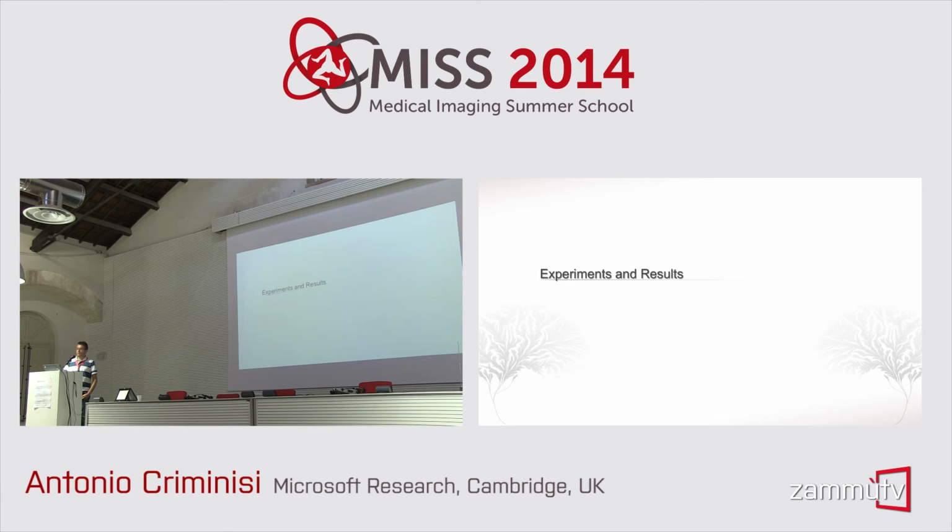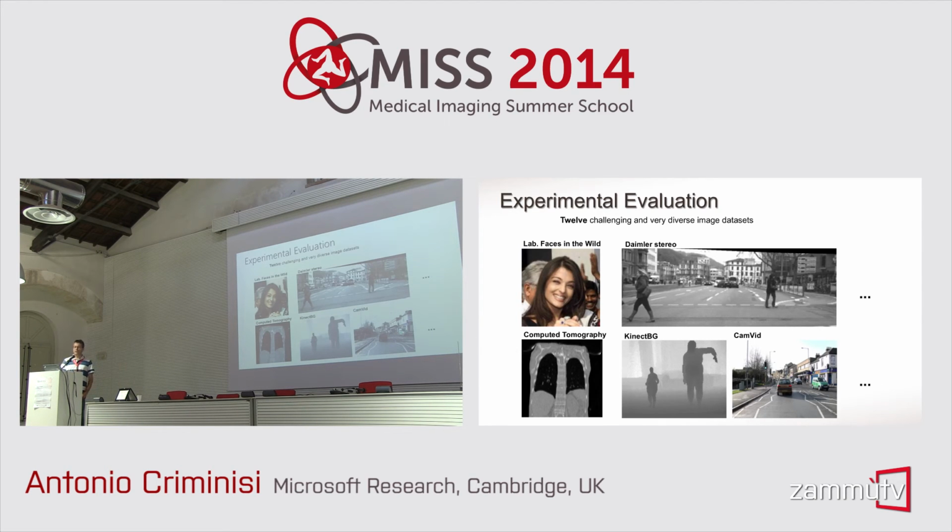So I'm moving quite quickly to experiments and results so that we will have more time for questions at the end. We tried this approach for semantic segmentation on 12 different data sets. These are just some of them: faces, computed tomography, Kinect images. Unlike the original Kinect data set, here there is also background. So these people are shot in their environment where there are sofas, lampshades, curtains, and all sorts of things.